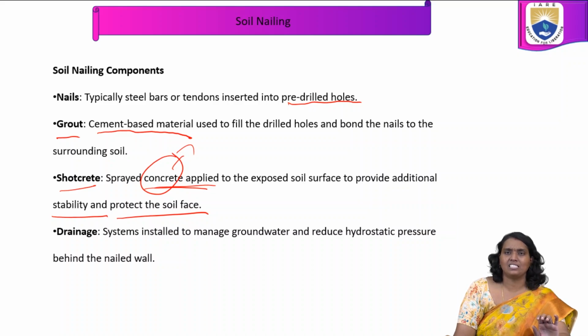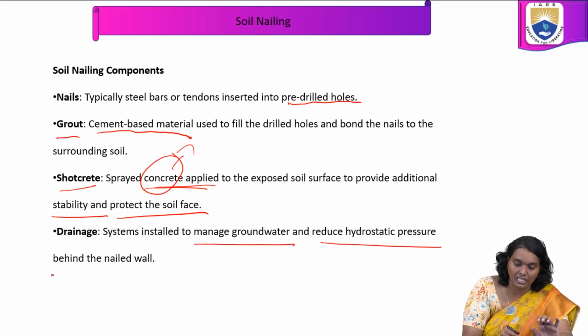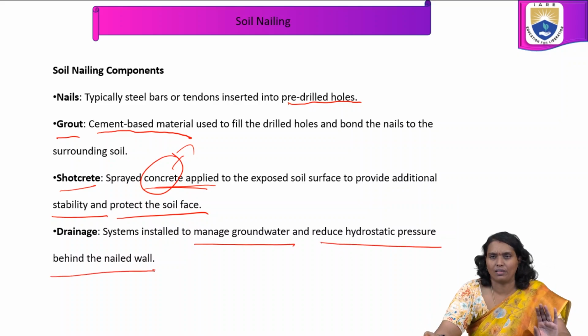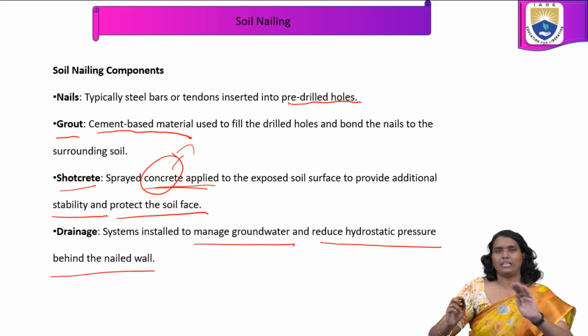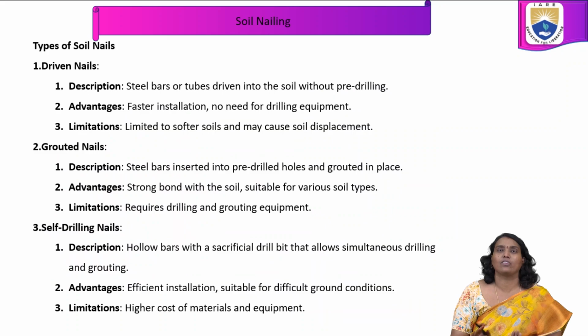The drainage system is installed to manage groundwater and reduce hydrostatic pressure behind the nailed wall. It depends upon the groundwater level. So how we manage that groundwater and reduce the hydrostatic pressure behind the nailed wall is the role of this drainage component.